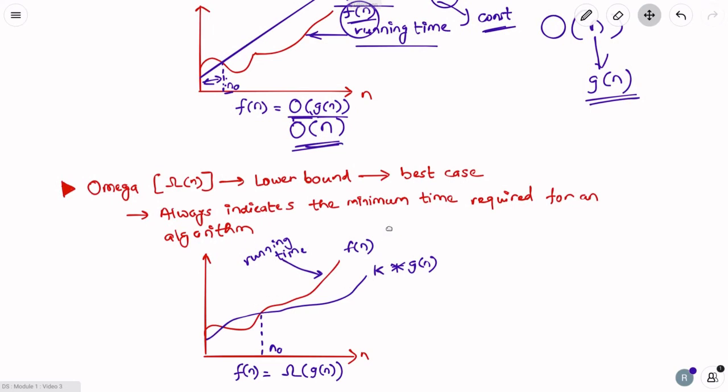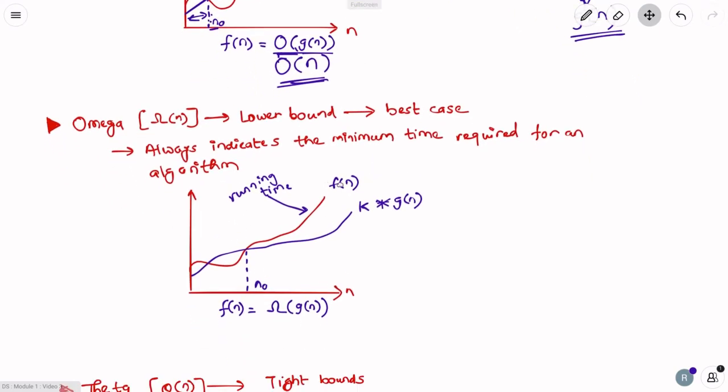When we say that the running time of the program, that is f of n, is omega g of n, that means the running time of the program is always going to be greater than k into g of n. As in case of big O notation, when we said that f of n is equal to big O of g of n, we said that running time is going to be always lesser than k into g of n. In this case, we can say that running time will be always greater than k into g of n, as this omega represents the lower bound.